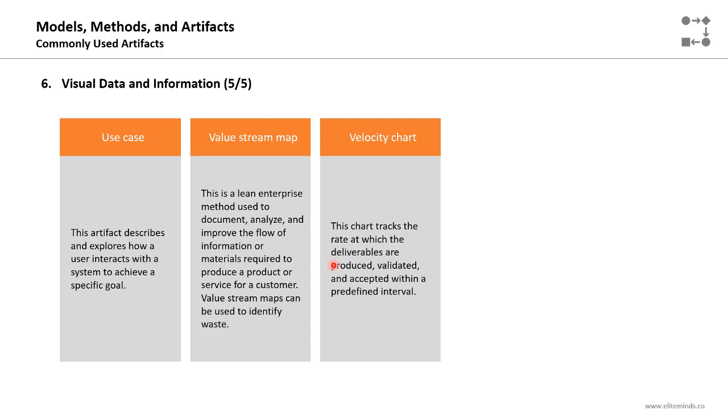And finally, we have the velocity chart. It's a chart that visually tracks the rate at which the deliverables are being produced, validated, and accepted within a predefined interval in the project. So it's a simple chart to monitor the Agile team's velocity.